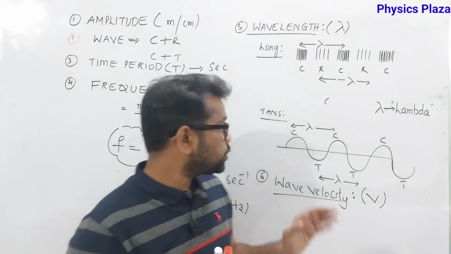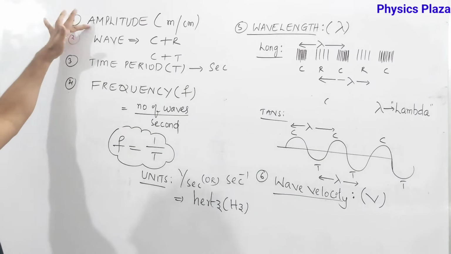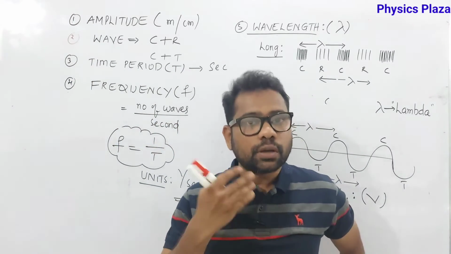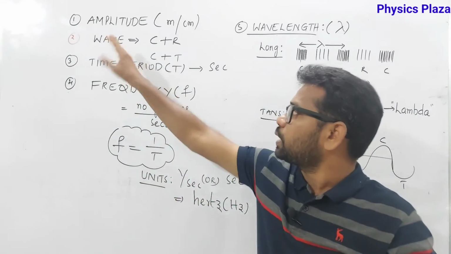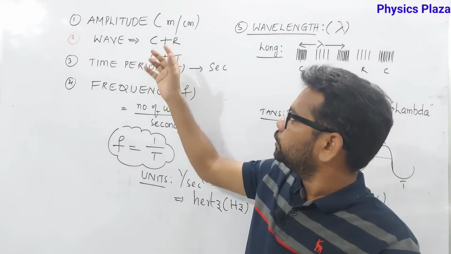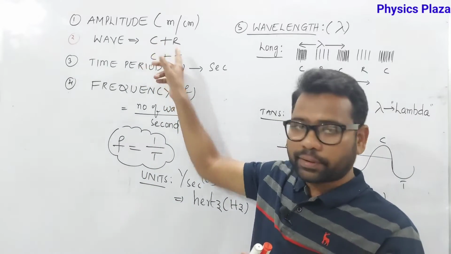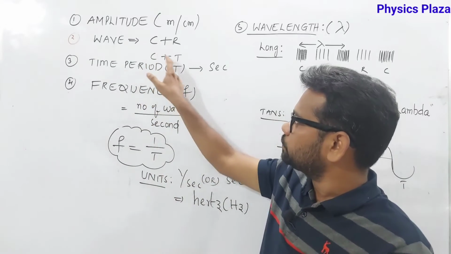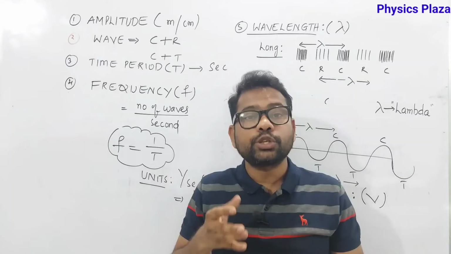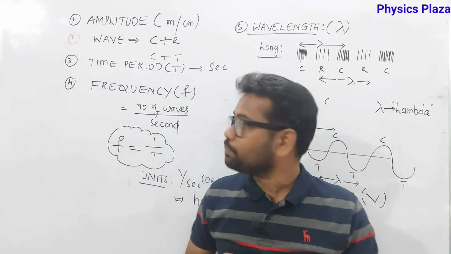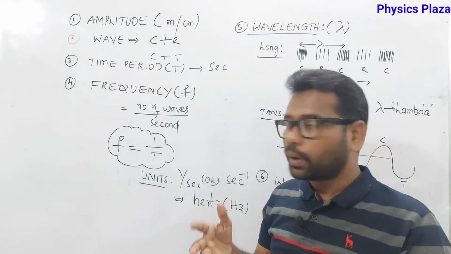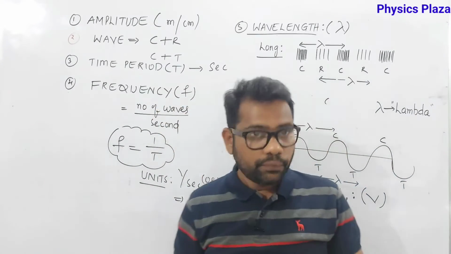Very important. So children, these are the terms. Amplitude. What is amplitude? The maximum displacement of the particle from its mean position is called amplitude. When one wave is formed completely, one compression plus one rarefaction, or one crest plus one trough, will give you one wave. Okay, fine. Now what is the time period? The time taken to complete one wave is called time period. Now what is the frequency? The number of waves produced in 1 second is called frequency.